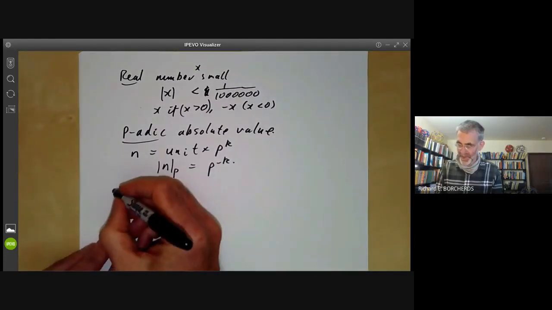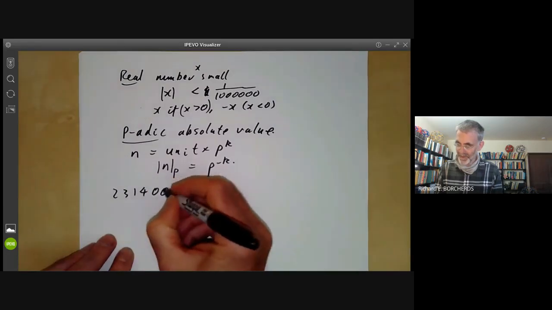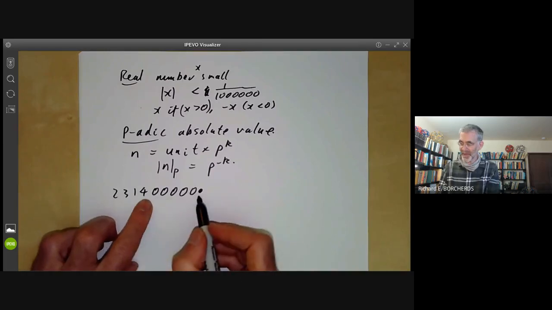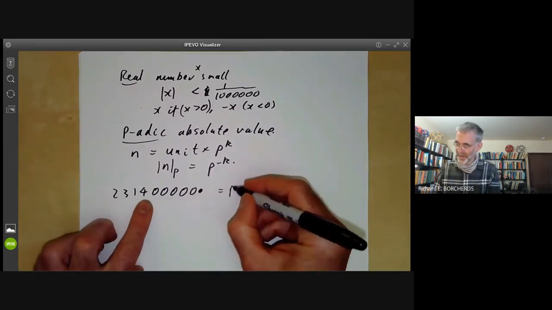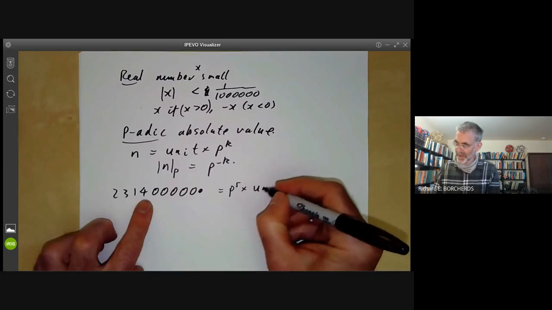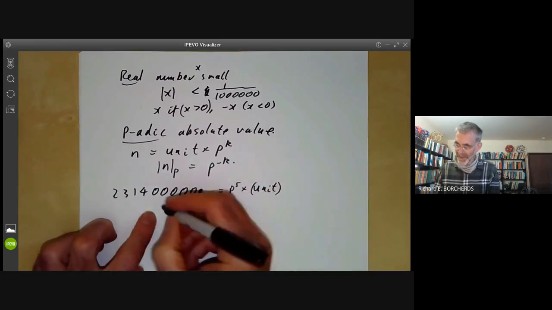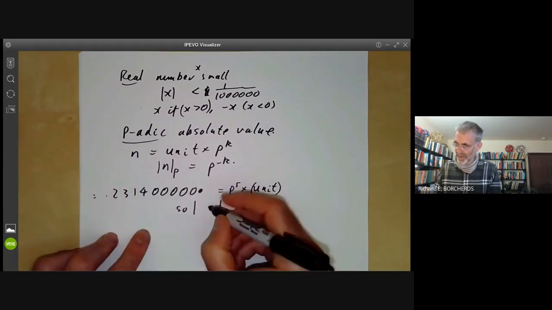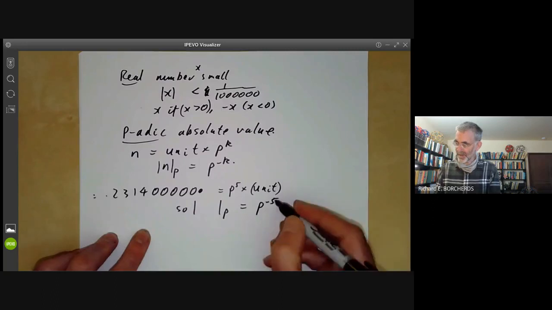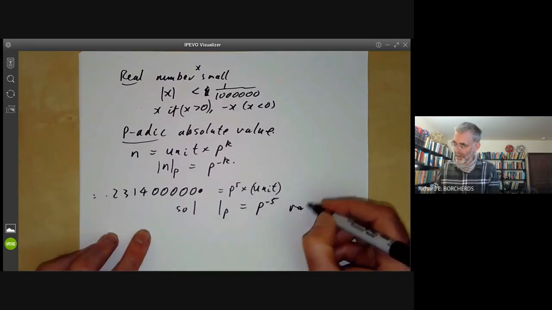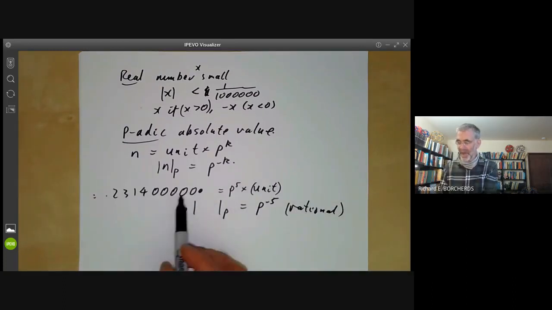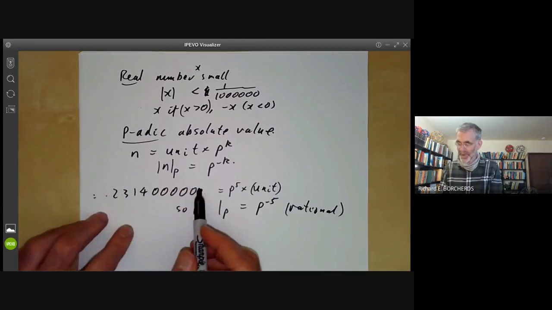Suppose we've got a p-adic number 2, 3, 1, 4, 0, 0, 0, 0, 0. What we want to do is to say it's very small because it's got a lot of zeros here. So this is equal to p to the 5 times some unit. So the p-adic absolute value of this number is going to be p to the minus 5, which is a rational number. It's a little bit confusing because this number looks really big, but in fact we want to say it's really small because it's got a lot of zeros here.